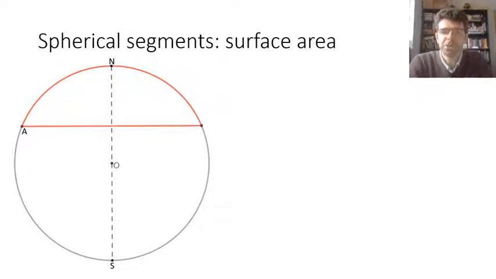We're going to start with the surface area of a spherical segment and the volume of a spherical sector. And because the methods here are so similar to what we've gone through for spheres in their entirety, I'm just going to sketch things out and challenge you to fill in some of the details.